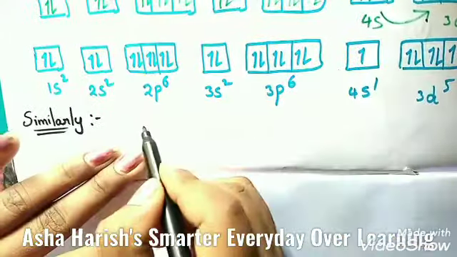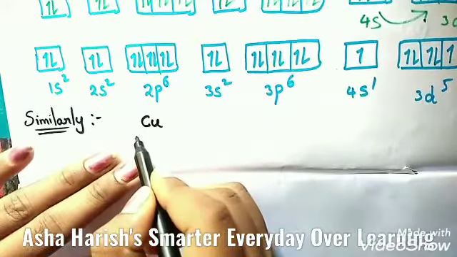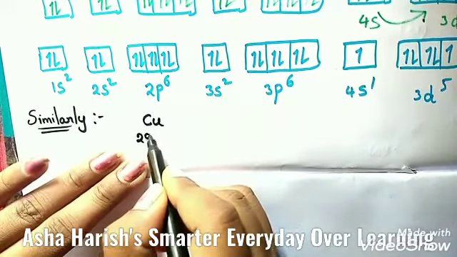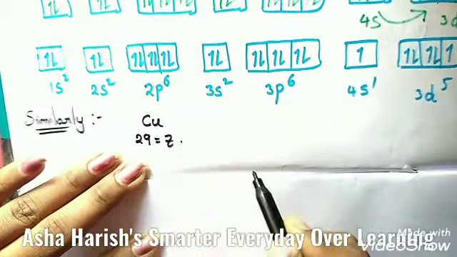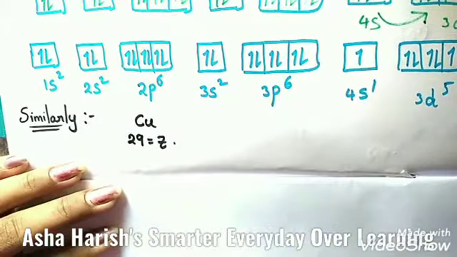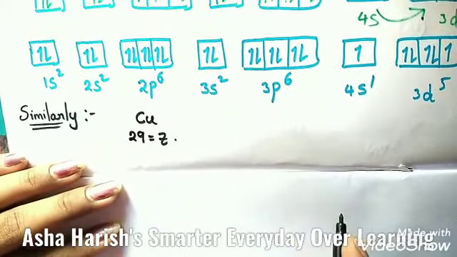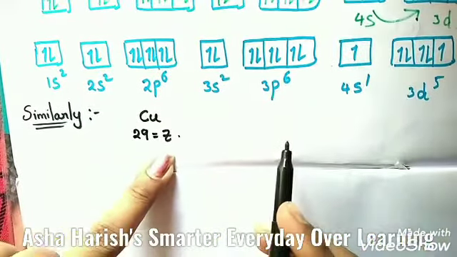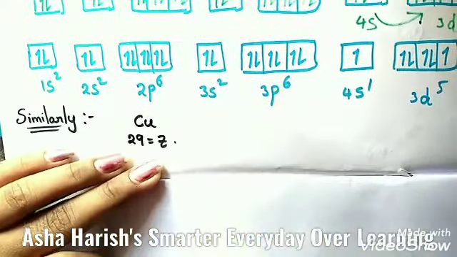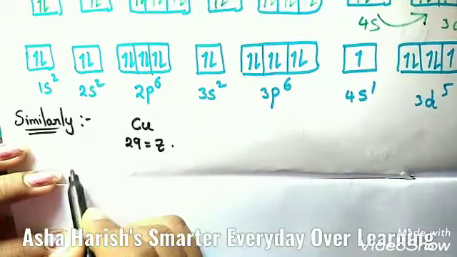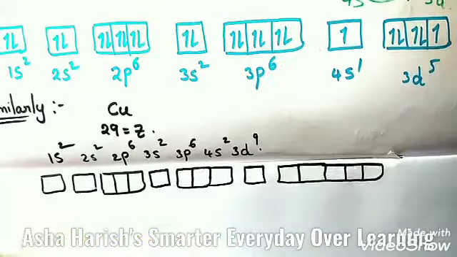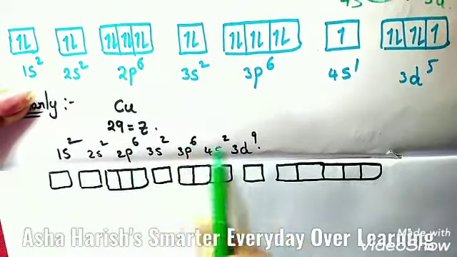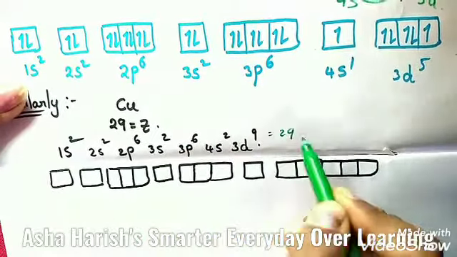Similarly, if you take the next element, that is copper, while we are writing the electronic configuration based upon the atomic number, that is Z equal to 29, there are 29 electrons present in copper, students. By writing the electronic configuration based upon the Aufbau principle, Pauli exclusion and Hund's rule, I am writing here, that is 1s2, 2s2, 2p6, 3s2, 3p6, 4s2, 3d9. If you count all these numbers, you should get 29 electrons, students.